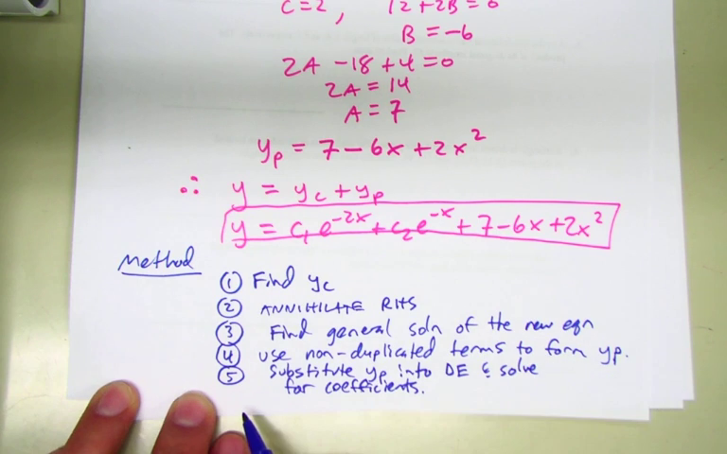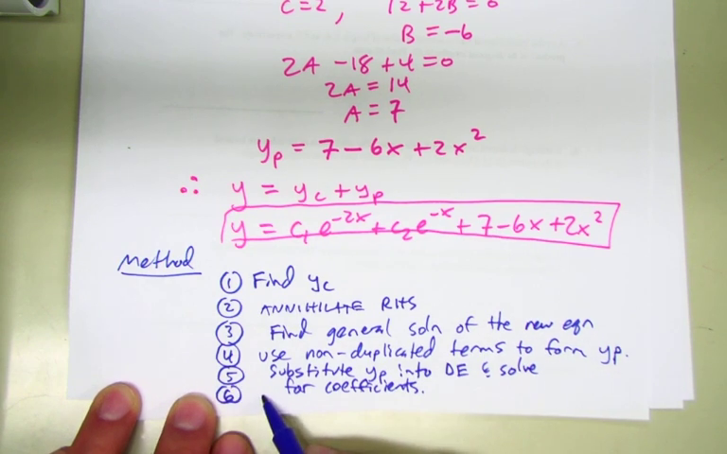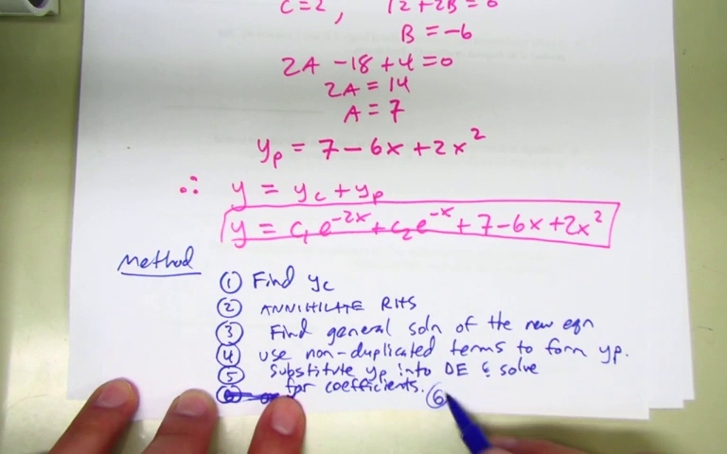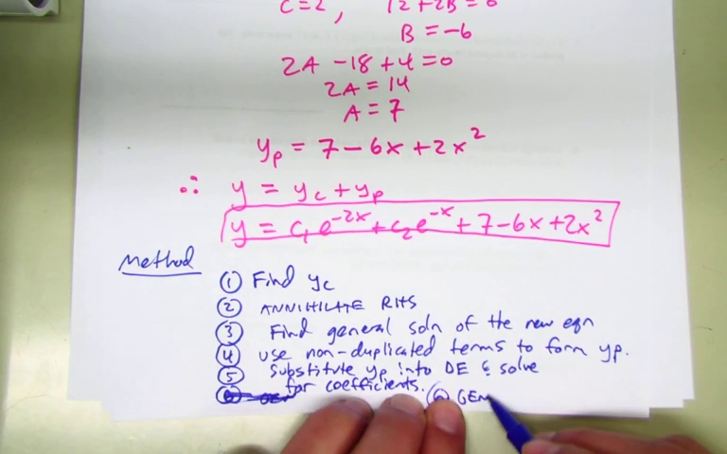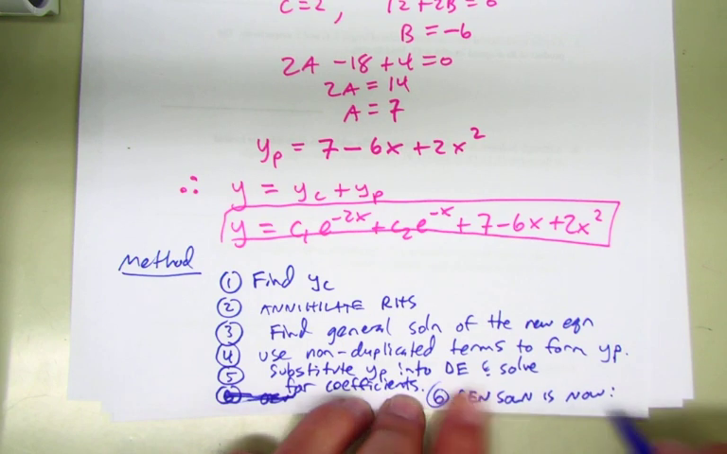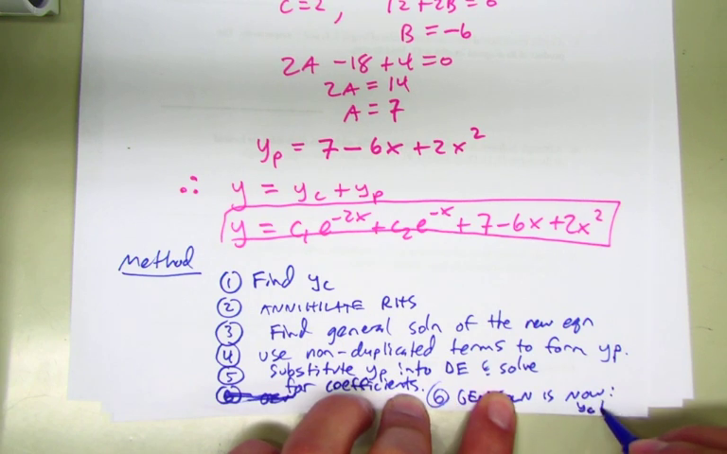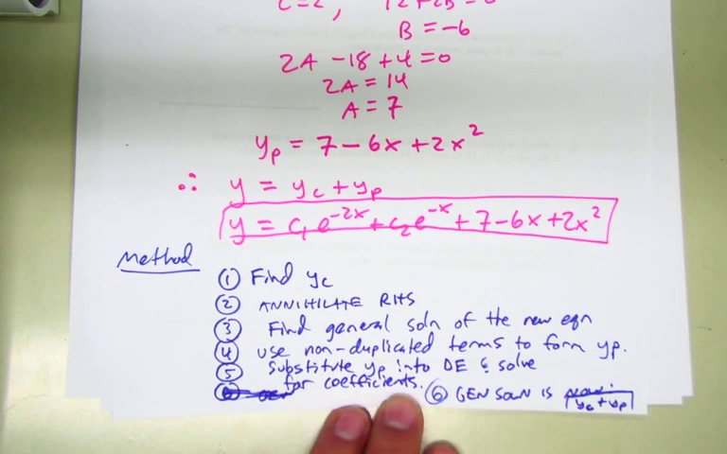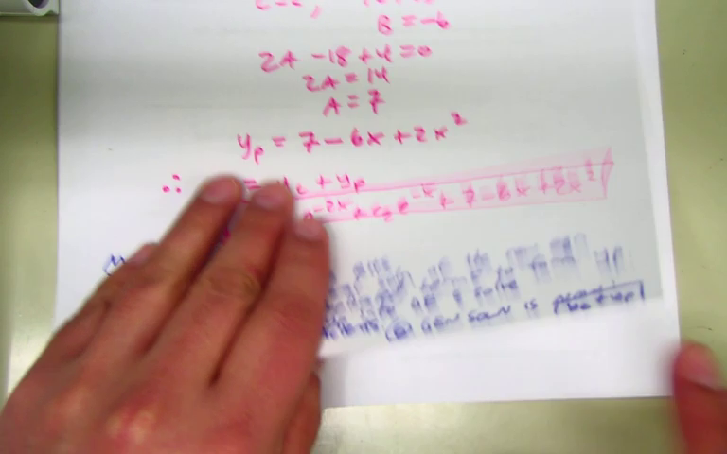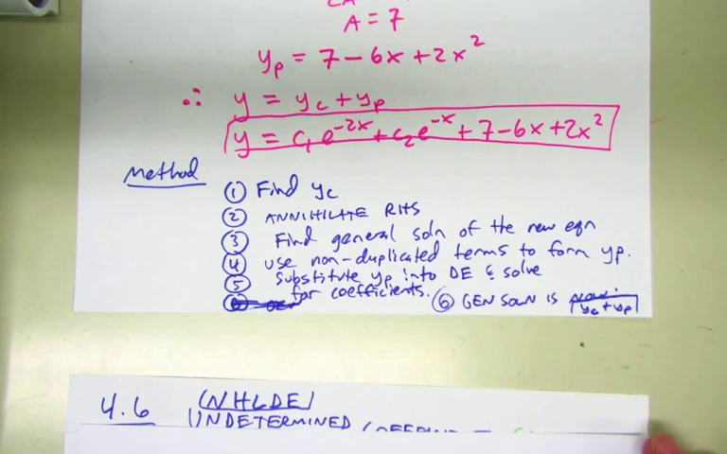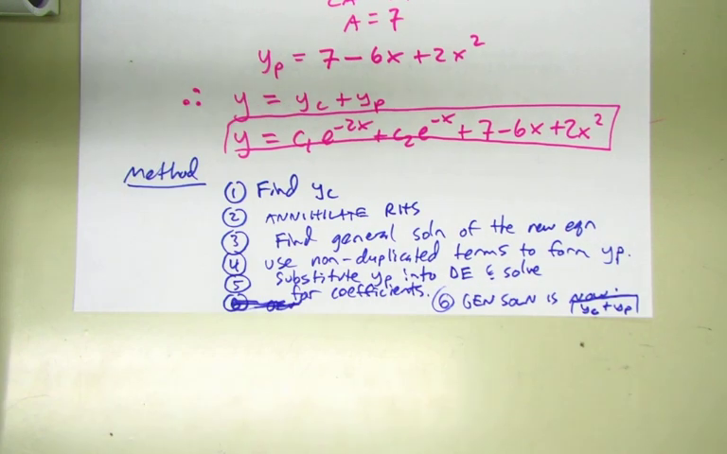Okay, and then the last step here, which I'm going to squeeze in on this page, is now the general solution. I lied. I'll put it over here. The general solution is now just whatever we had for the complementary plus whatever we got for the particular. Okay? So that's basically the method here. We'll do one more example together.